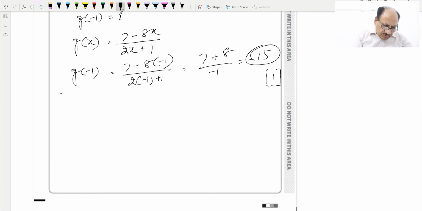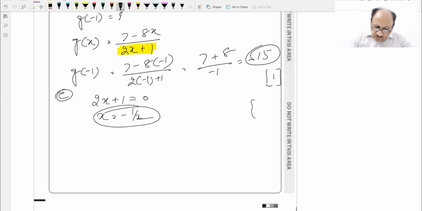Now part C is also there, and part C says state the value of x which must be excluded from the domain of g, and for that we know that the excluded value will be found by setting the denominator equal to 0, 2x plus 1 equal to 0, so x will be equal to minus 1 by 2, so this value needs to be excluded, and part C is also a 1 mark part.